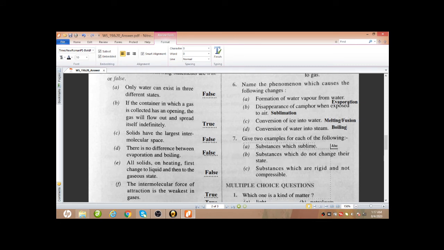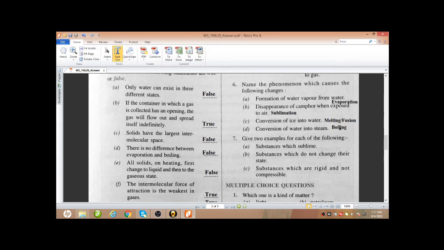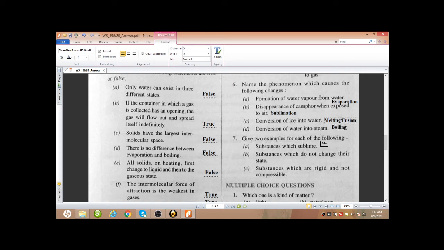Okay, next. Give two examples for each of the following. We need to give two examples of substances which sublime. One is camphor, which will show sublimation, and another you can write is iodine. Or instead you can write naphthalene ball also. Many are there, so any two you can write. Naphthalene ball or ammonium chloride, all are correct, so any two.